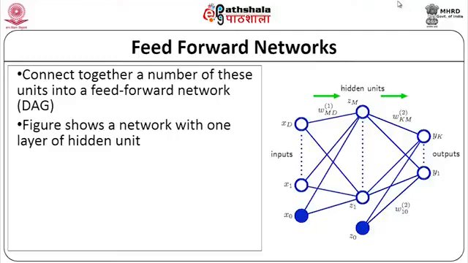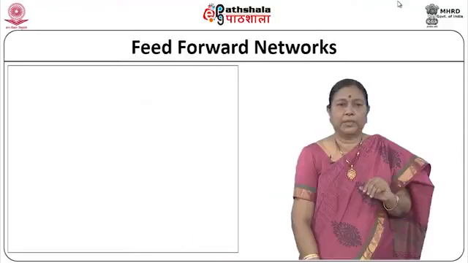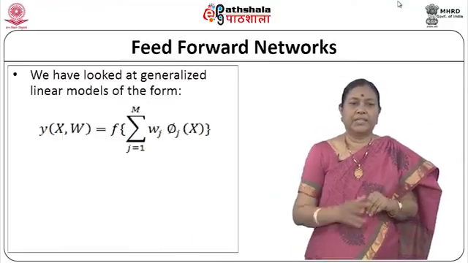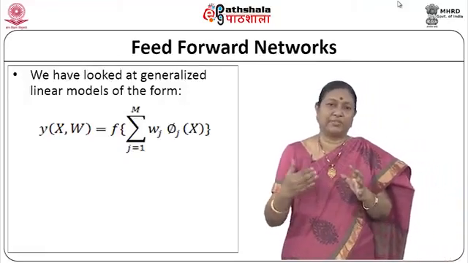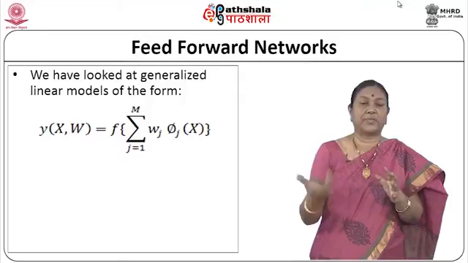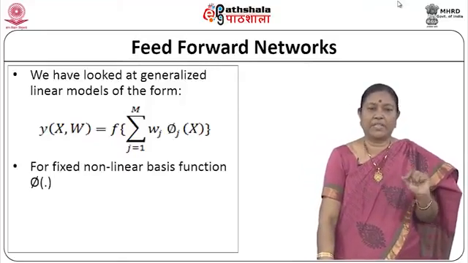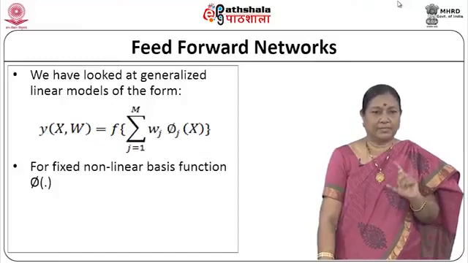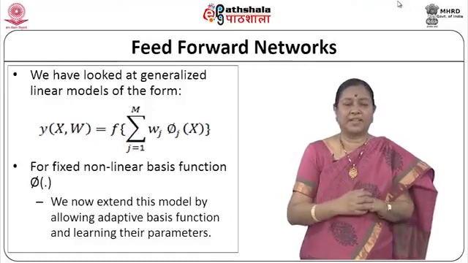The figure shows a network with one layer of hidden units, which we have already seen in the last lecture. We are just repeating the same thing that we said in the previous slide. So, this is the feed forward network. We have looked at generalized linear models of this form, where wj of phi j of x transforms the input, and j equal to 1 to m gives the type of connections you have. For a fixed nonlinear basis function, phi can be just that. We now extend this model by allowing adaptive basis functions and learning their parameters.